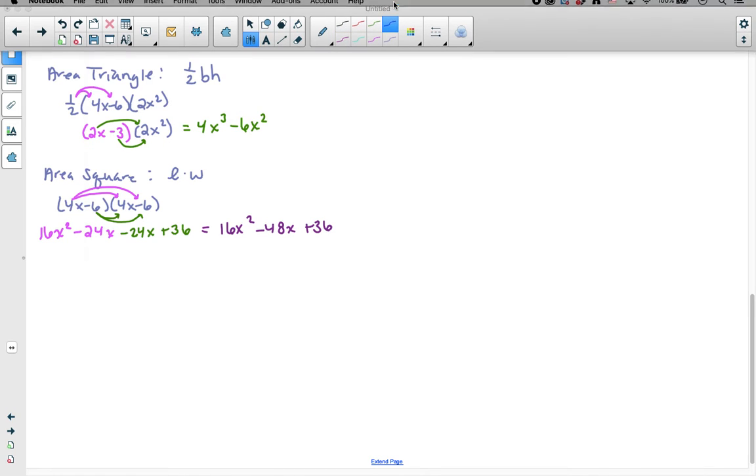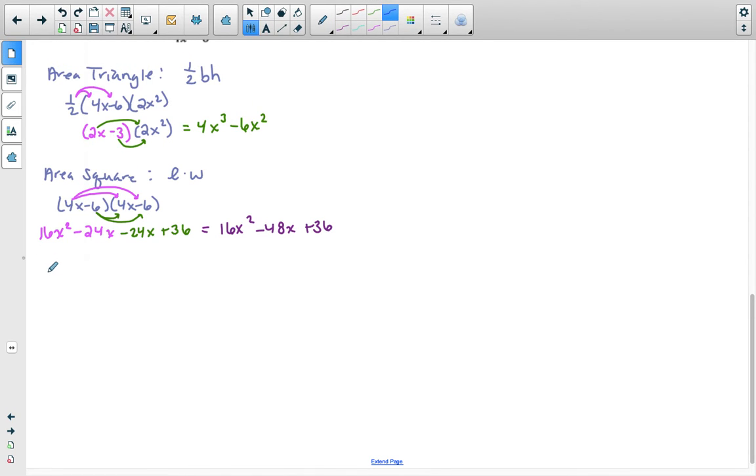So we're going to take our triangle, which was 4x cubed minus 6x squared, and we're going to add it to our entire square, which was 16x squared minus 48x plus 36. Now we're going to combine all of our like terms. So the area of the entire figure, we have nothing else that goes with 4x cubed, so we have 4x cubed. We'll look for our x squared. We have a negative 6x squared and a positive 16x squared, which means it's a positive 10x squared.